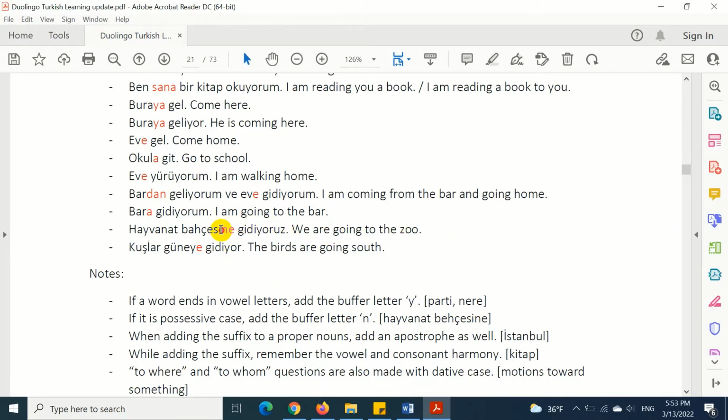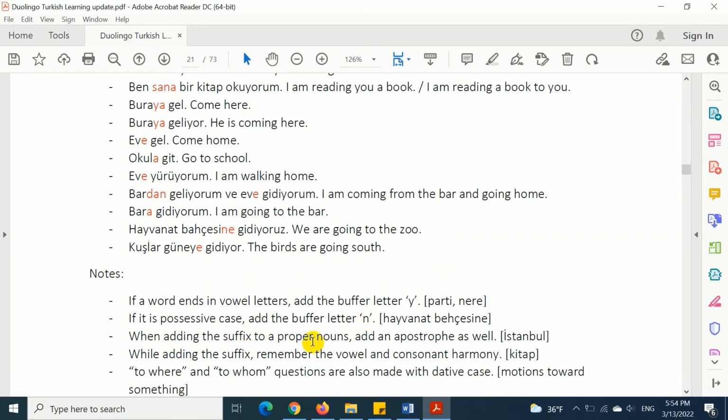Hayvanat bahçesi, it is a noun, so whenever you are adding this e in order to make it destination, before adding e you are adding this n as a suffix. In other places you are adding y as a buffer, but when it comes to possessive cases we add n. With possessive case we add n.